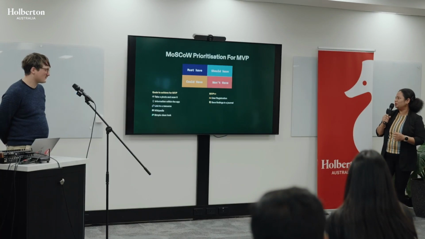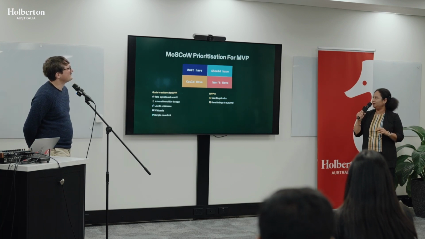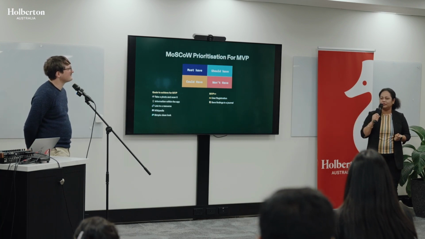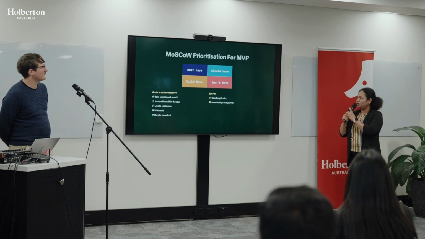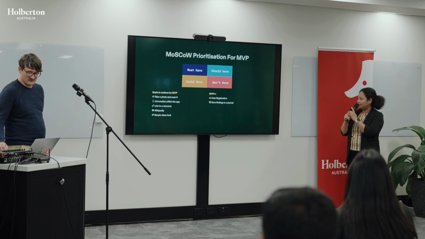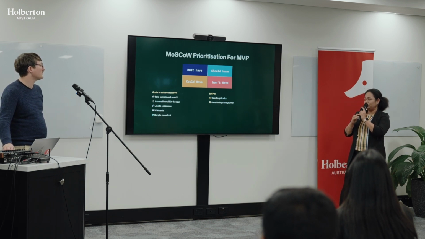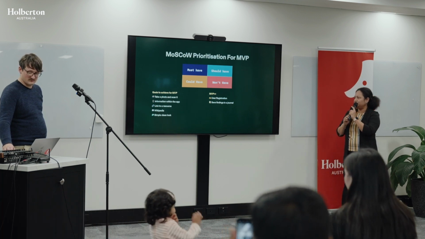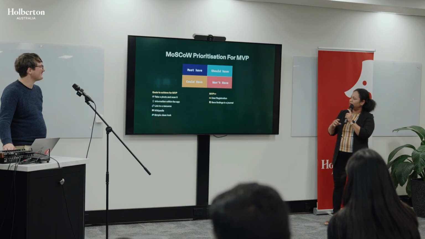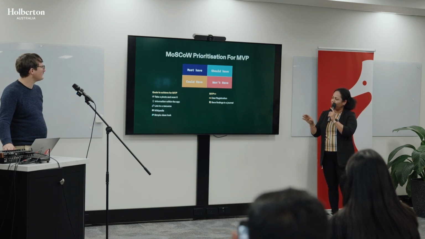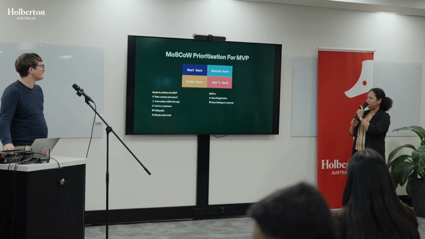With the help of MoSCoW prioritization, we developed a clear roadmap for our MVP, determining the functionality that needed to be achieved. MoSCoW is the must have, should have, could have, and won't have technique, which you can use to find out what goals you want to achieve, what functionality you want to achieve. MVP is the minimum viable product. So here on the screen, you can see our goals for the MVP. And once we're done with the MVP, we move on to the MVP++.